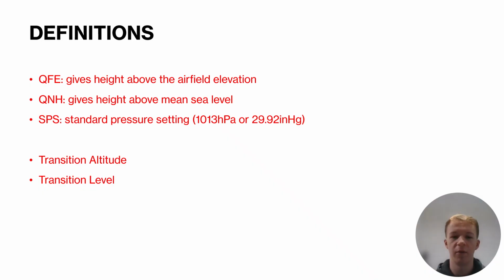And so when we're going from transition altitude, we're transitioning from the local QNH up to 1013. And when we're transitioning below to the transition level, we're going from 1013 down to the local QNH, so flight level to an altitude.